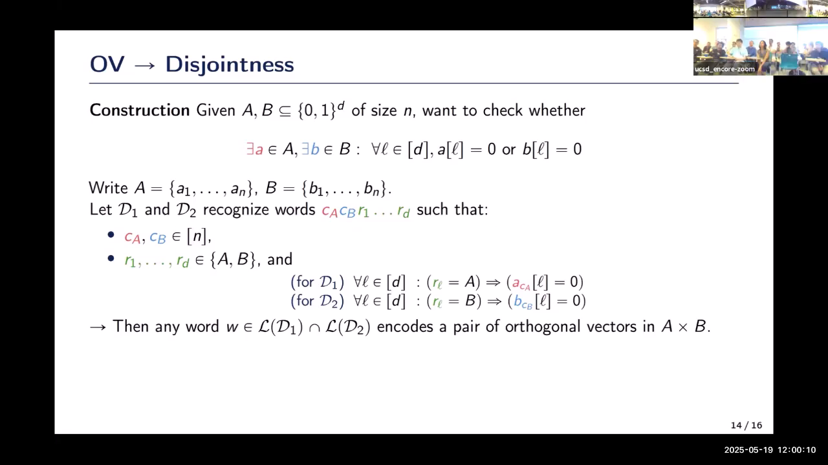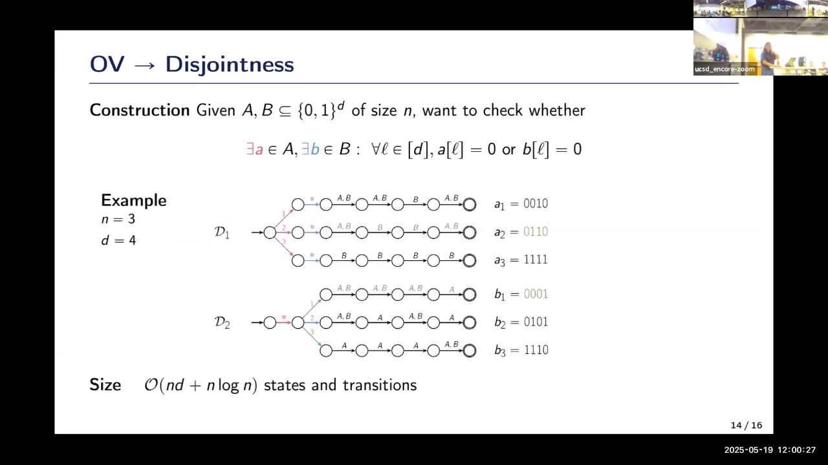And the fact that D1 only cares about the A vector, D2 only about the B vector, allows me to avoid this quadratic blow-up that would be induced if I would check every pair of vectors. And to implement this is very similar to what we've done for the k-cycle case.